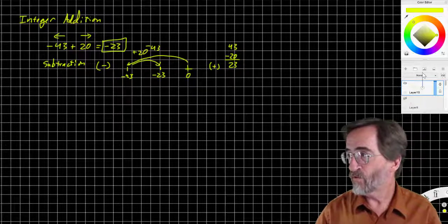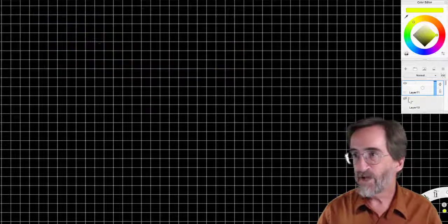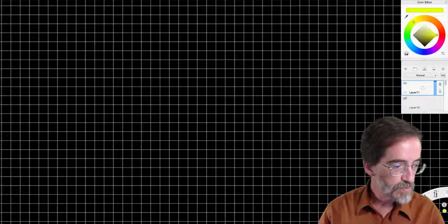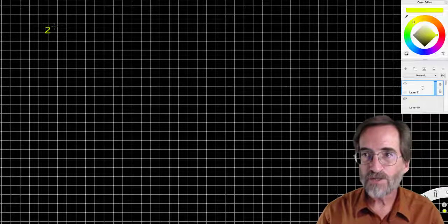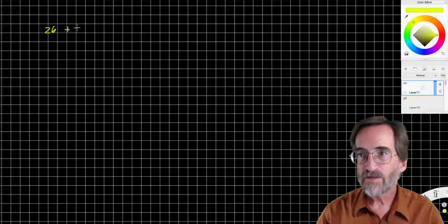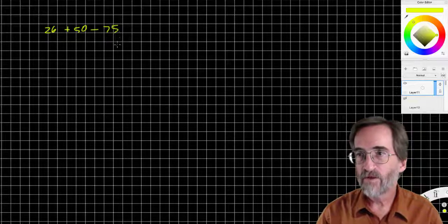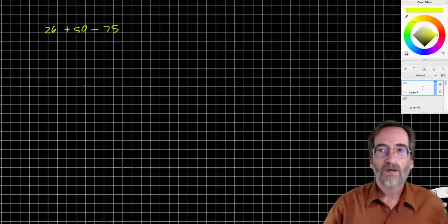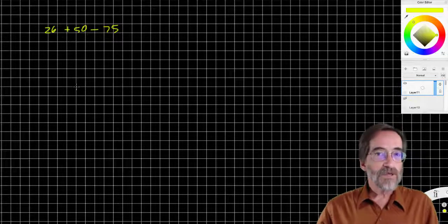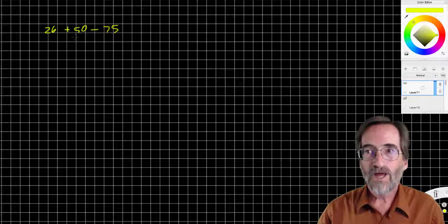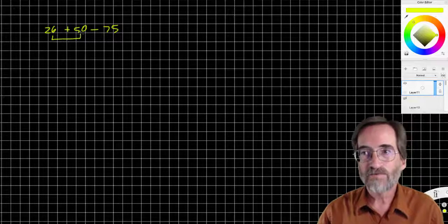Let's do another one. This is a multi-step problem here. So let's say we've got 26 plus 50 take away 75. So we're going to do this in steps. PEMDAS says we add and subtract from left to right. So we're going to add the 26 and the 50 first.